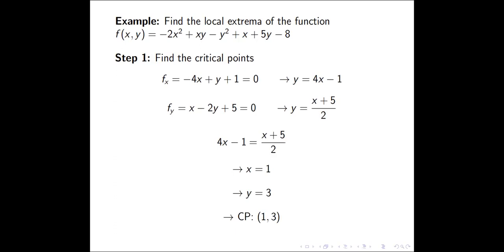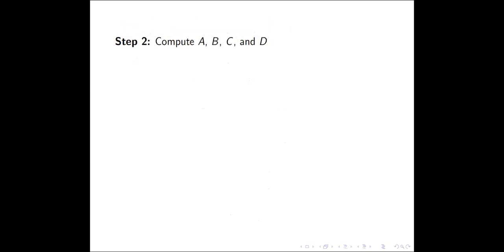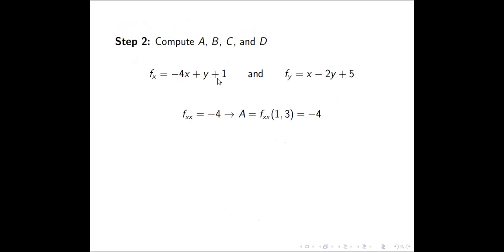So let's use the second derivative test. Compute A, B, C, then the discriminant. Again, the first order derivatives are there. Let's find f_xx. So we differentiate this with respect to x. We get -4. And again, the value at the critical point will be -4.